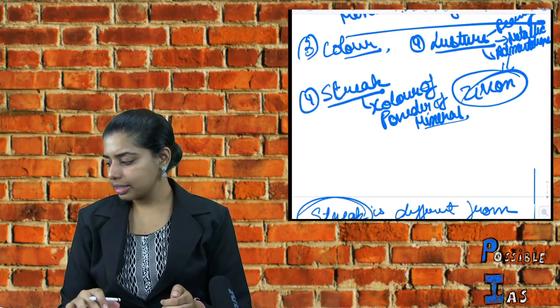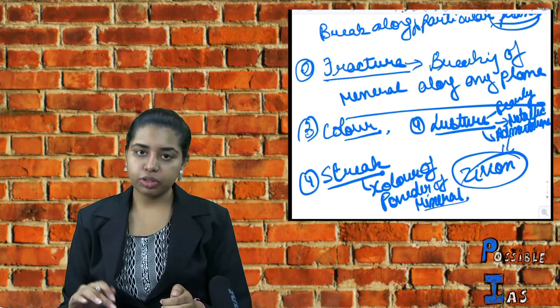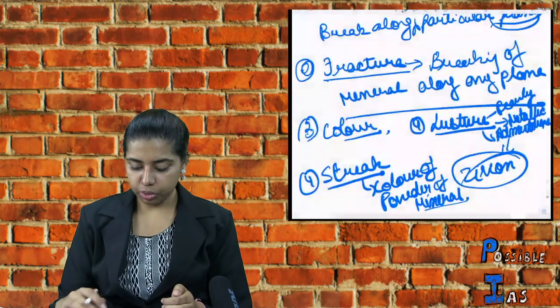Then the next thing that comes is hardness. For hardness of minerals, we use a scale called the Mohs scale of hardness.